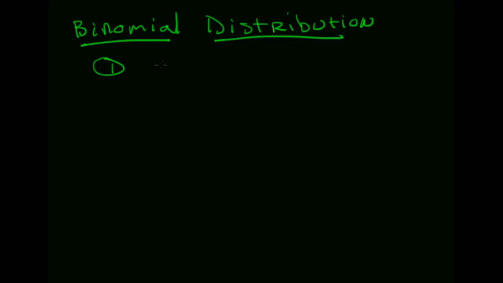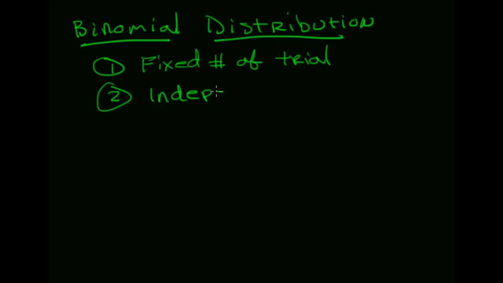One, you're going to do something over and over and over again for a fixed number of times. So there has to be a fixed number of trials. Two, the trials have to be independent. So one trial cannot affect another. Things like coin tosses are independent.